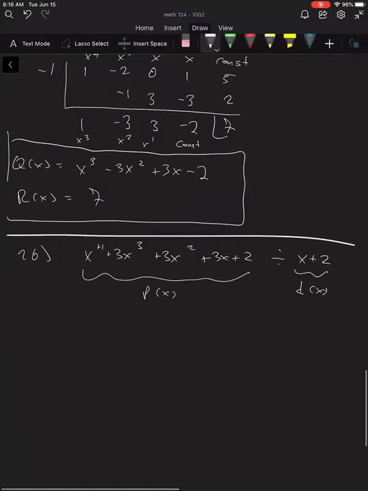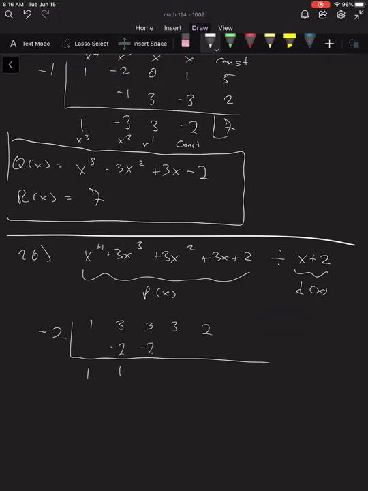So when we're filling out our table, we'll have 1, 3, 3, 3, 2. Is that correct? 1, 3, 3, 3, 2. Yep. And then since it's x plus 2 for the d of x, we'll have a minus 2 out here. So bring down the 1, then we have minus 2. You add those, you get 1. Put minus 2 here, add those, you get another 1, another minus 2.